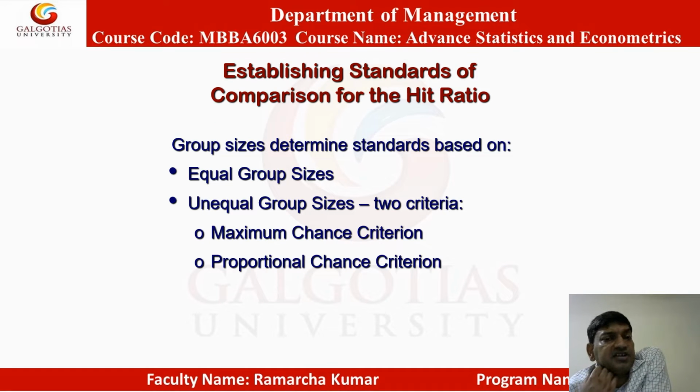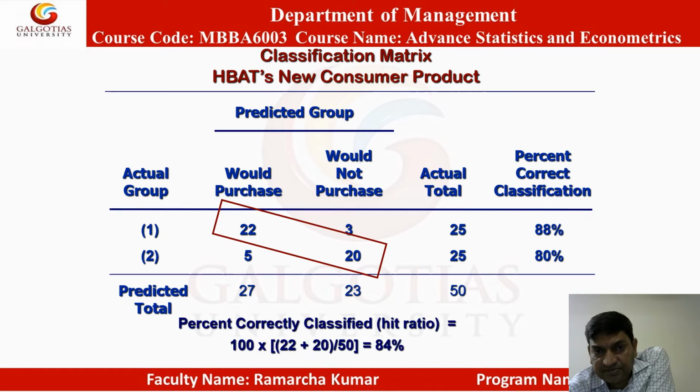Establishing standards of comparison for the hit ratio. Group sizes determine standards based on equal group sizes and unequal group sizes. Then there are two criteria for unequal group sizes. One is maximum chance criteria, second is proportional chance criteria.